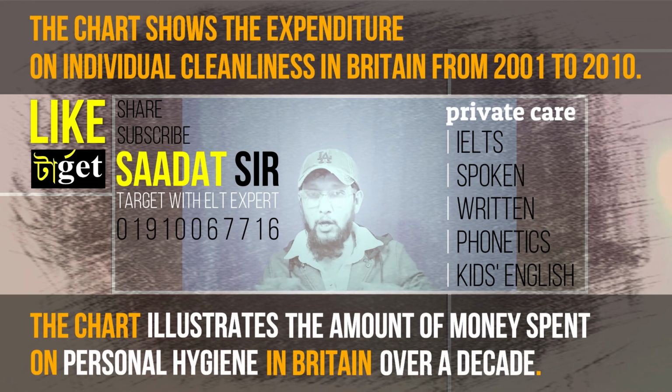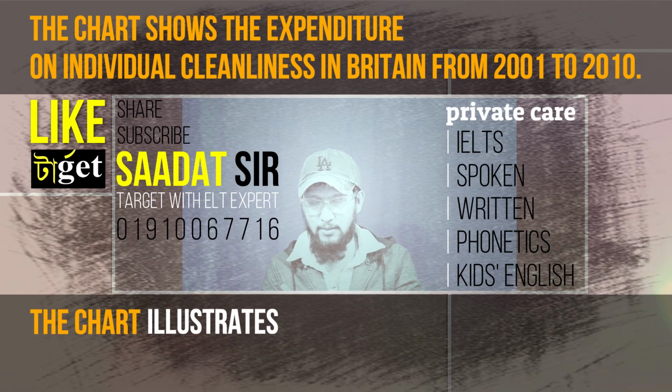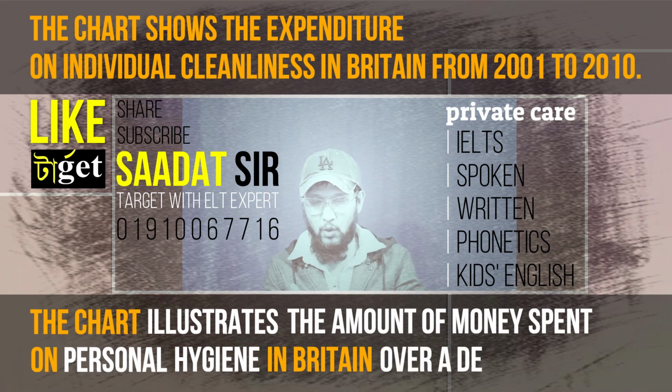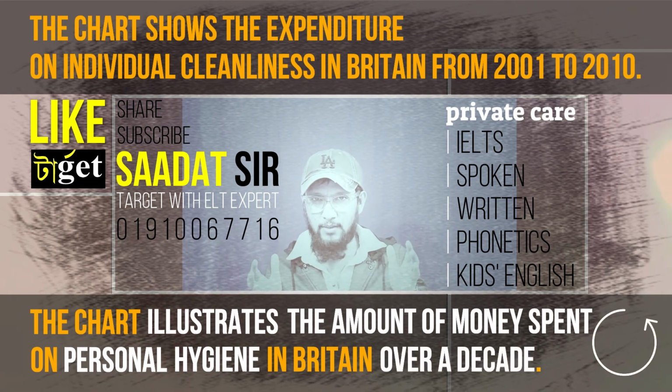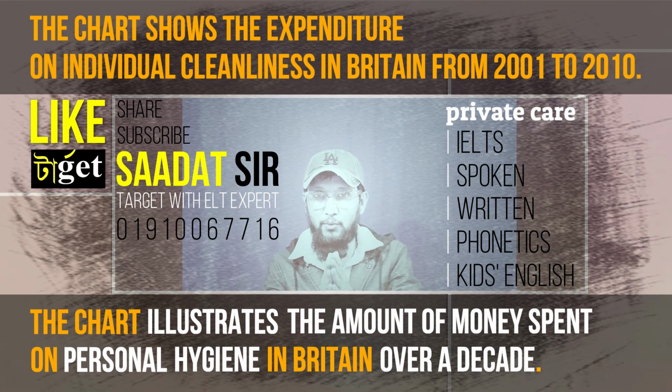Well, now the whole introduction is like this. The chart illustrates the amount of money spent on personal hygiene in Britain over a decade. Bingo! We've got a very good introduction full of information, and we have used our own words. That's really impressive. So the thing is, if you can write like this, I mean, trust me, rest assured, even 9 out of 9 is very much possible. So please try to follow these simple steps to score higher in task 1.